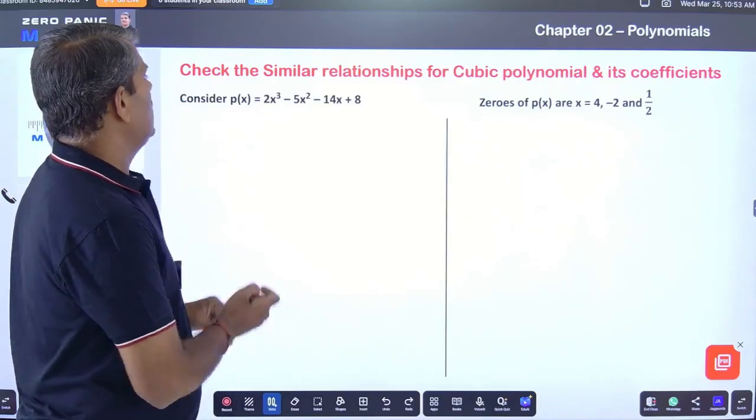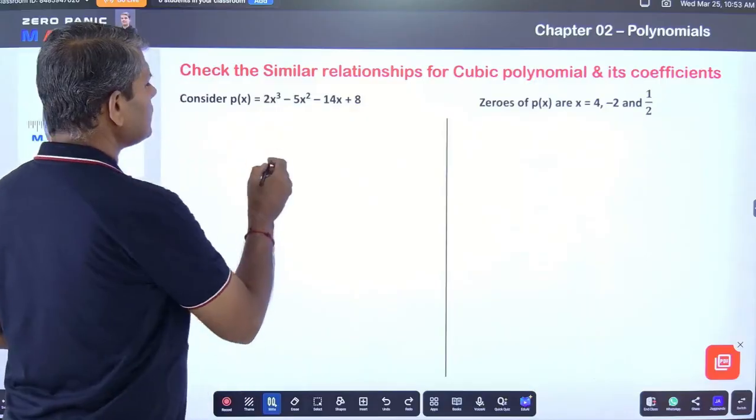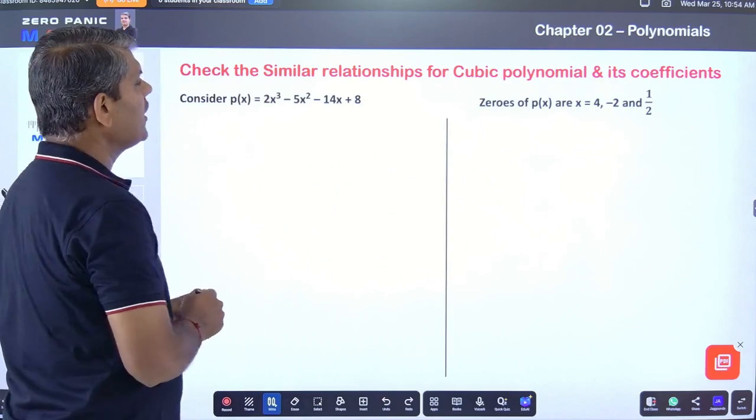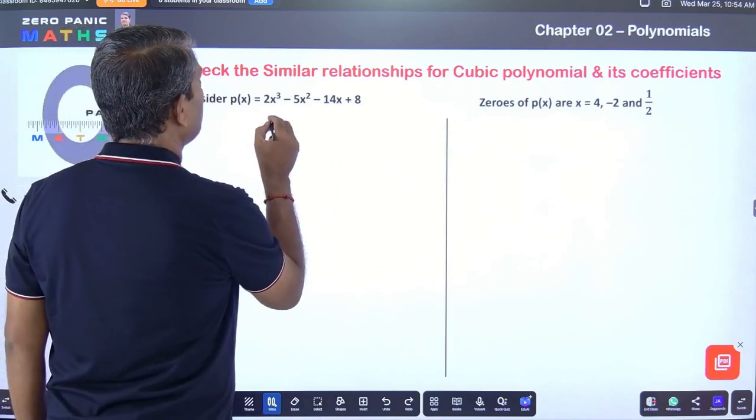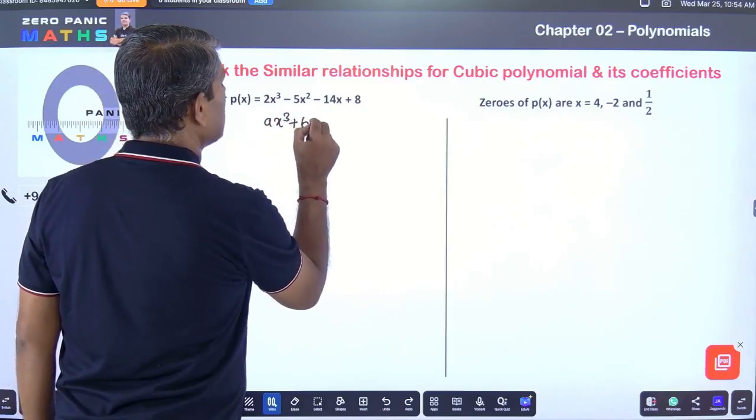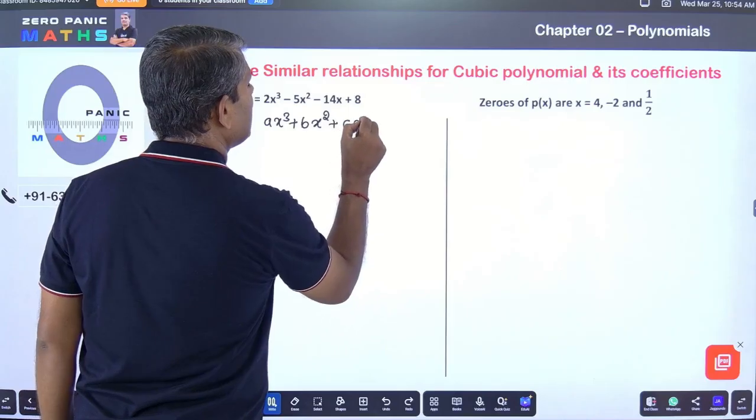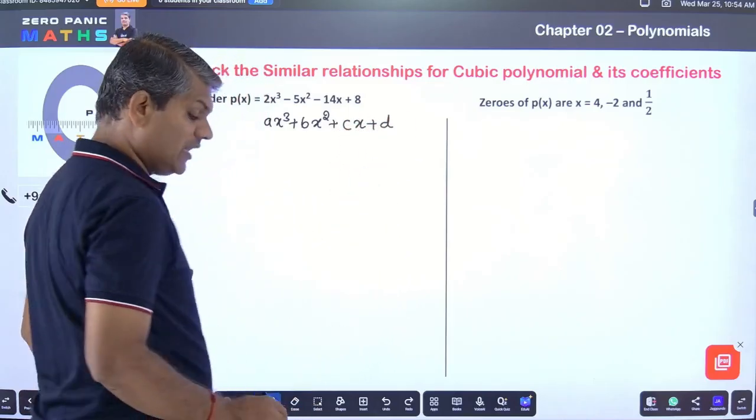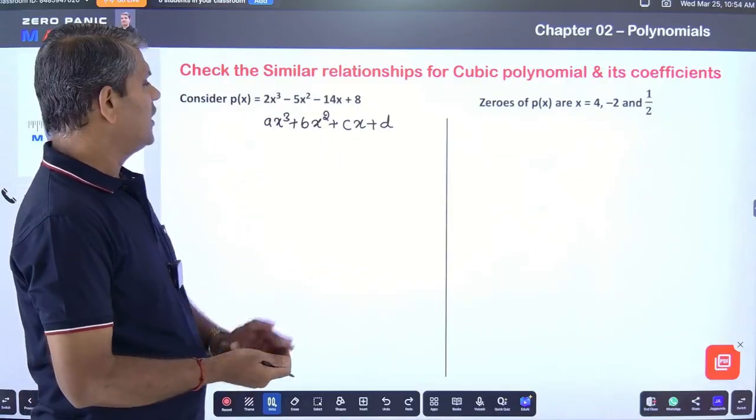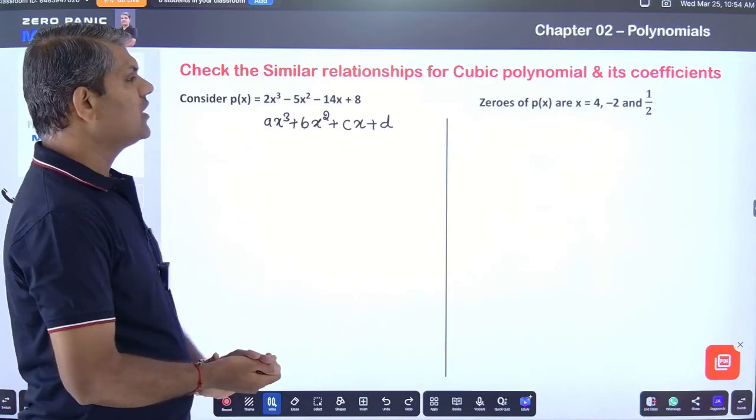Now since we are dealing with a cubic polynomial here, we will have the highest degree of the polynomial as 3. So it will be of the form ax cube plus bx square plus cx plus d. Here there are 4 real numbers that represent the coefficients. Actually 3 represent the coefficients and the fourth one, d, represents the constant term.